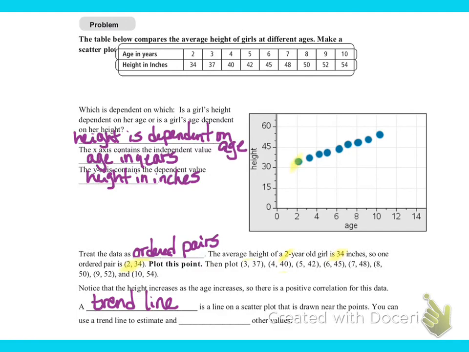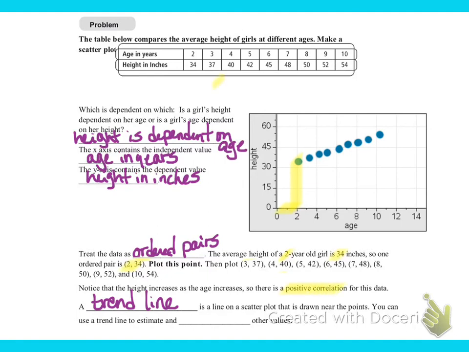If you recall, when you've plotted points in the past, you always start at the origin and you move over for your x coordinate and up for your y coordinate, and that's where you put your point. So we plot the other points, (3, 37), (4, 40), and so on. Notice that the height increases as the age increases. So there is a positive correlation for this data.